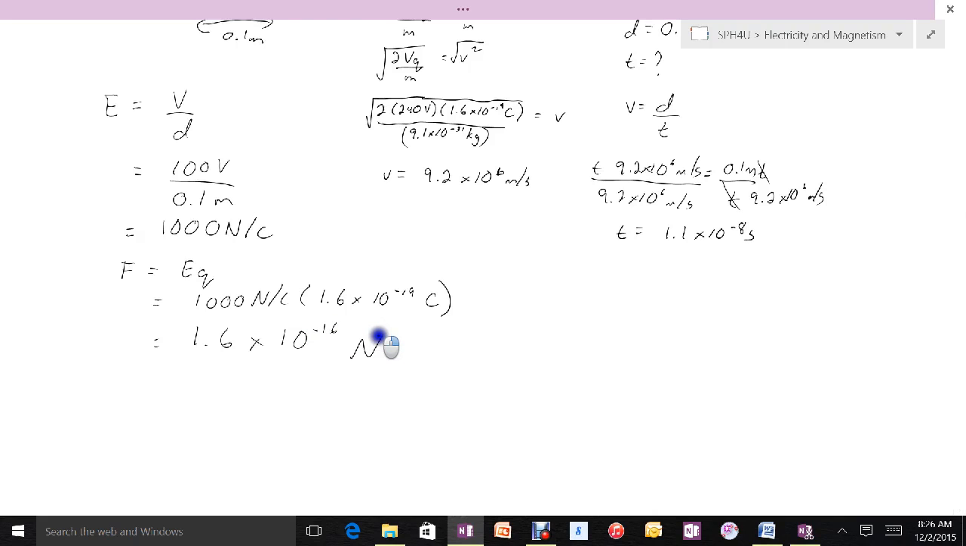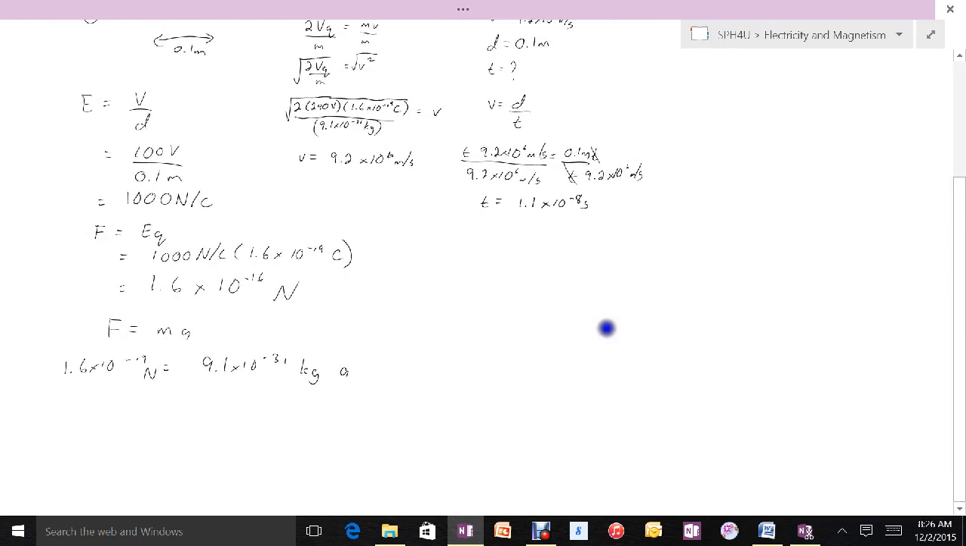Now if I have the force and I have the mass, I can use Newton's second law to come up with the acceleration. F equals ma, 1.6 times 10 to the negative 16 newtons. Again, the mass of an electron is 9.1 times 10 to the negative 31 kilograms. I just looked that up on my constant sheet. And so my acceleration would work out to be 1.76 times 10 to the 14 meters per second squared.